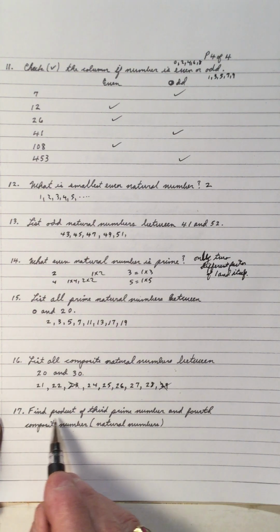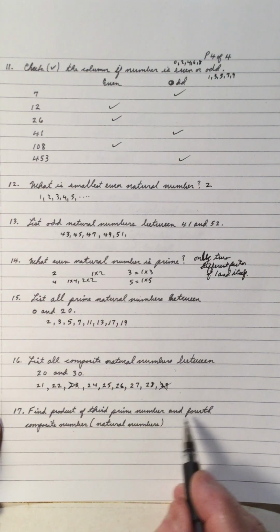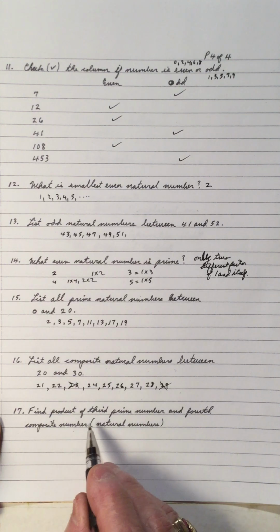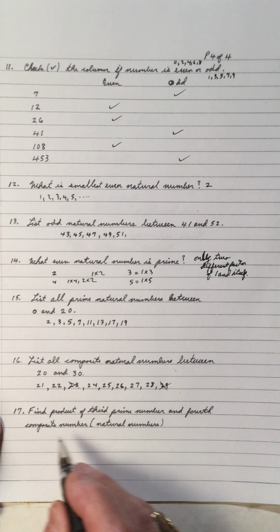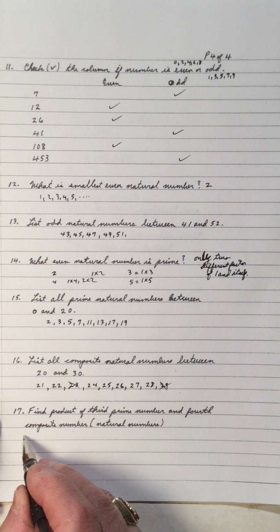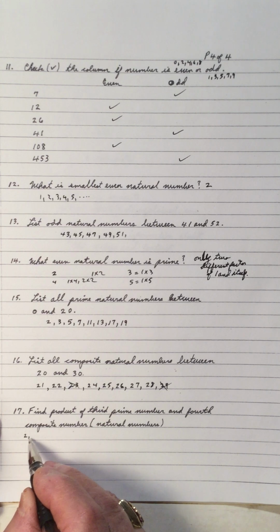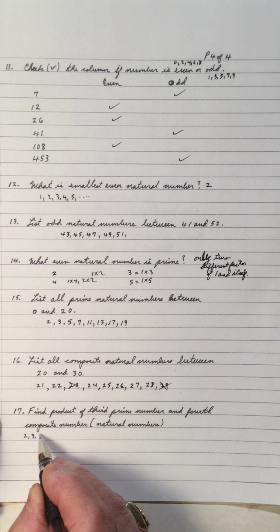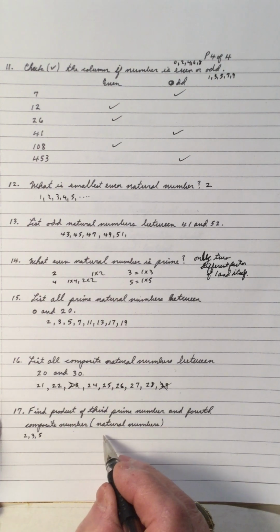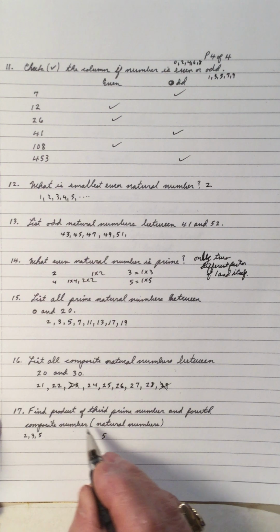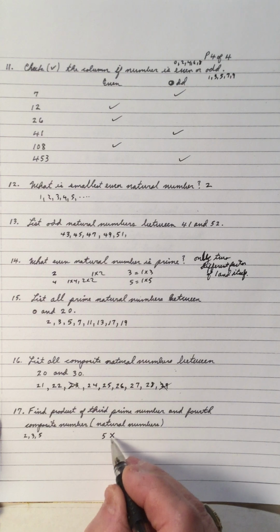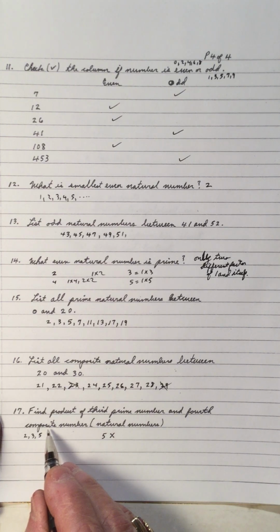Number 17, find the product of the third prime number and the fourth composite number. So the third prime number. The prime numbers start with 2, 3, 4 is not prime, 5 is prime. We want the third prime number, so the third prime number is 5. The product means multiply, and we want the fourth composite.